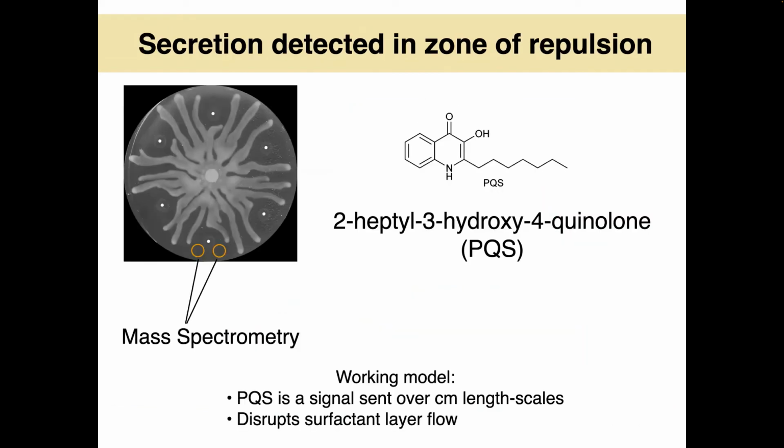Okay. And the way this works is that the viral infected population emits a molecule called 2-heptyl-3-hydroxy-4-quinolone, or PQS. And we showed that this PQS is what disrupted the flow of this surfactant. So our working model is basically that this molecule works as a signal for long range communication, and it disrupts this surfactant layer flow. And this leads to segregation of a healthy population from a viral infected population.